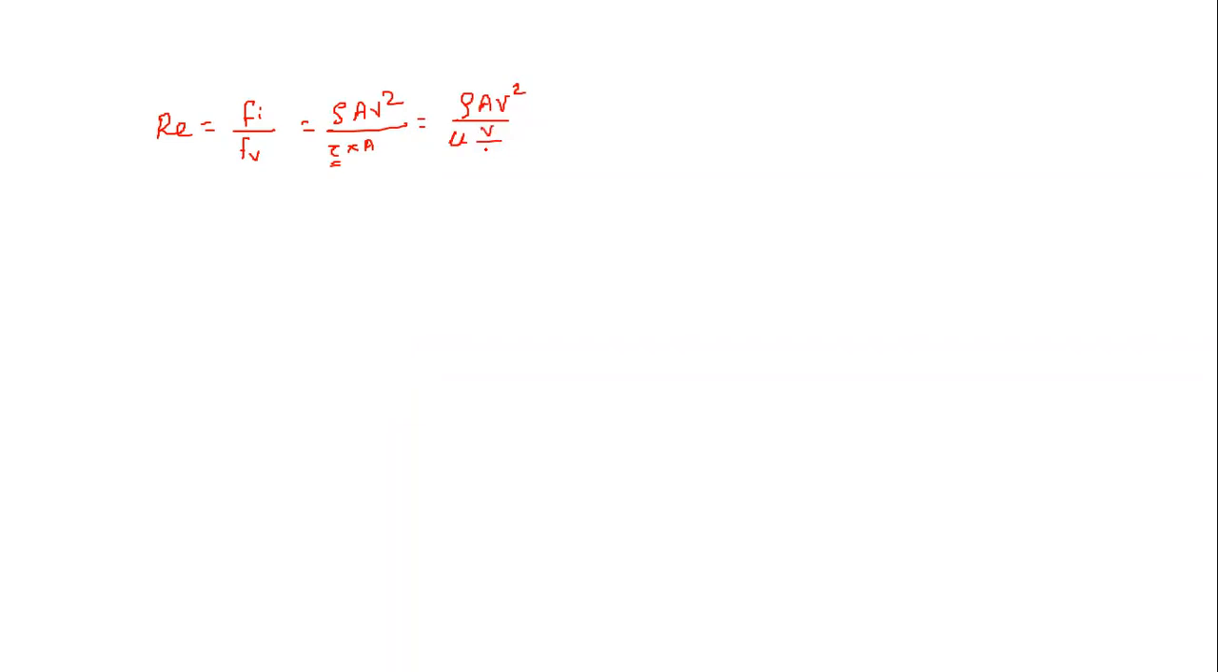Okay, so I'd like to consider directly a parameter as a length, into the area A. So the area will get cancelled, one of the velocities will get cancelled, and ultimately we will get the Reynolds number as rho V L divided by mu. Okay, that is for dynamic viscosity.